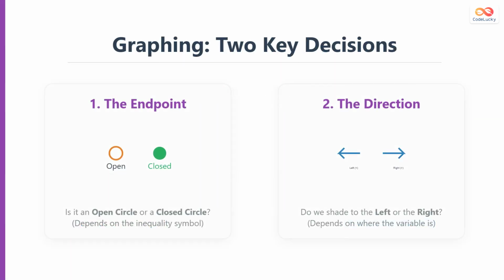When graphing an inequality, you only need to make 2 key decisions. First, what type of circle goes on the number? Is it open or closed? And second, which direction does the arrow point, left or right?